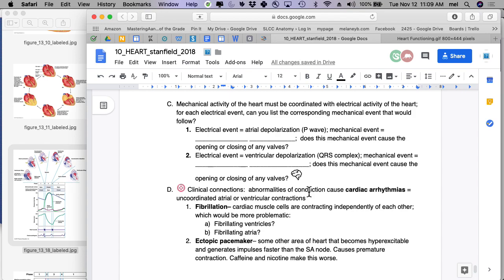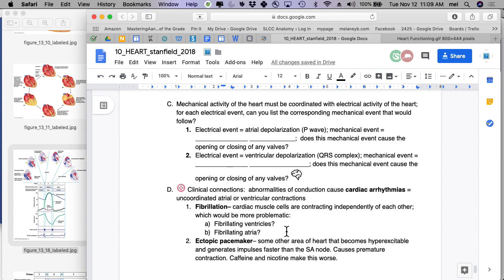So that's just general what it should be doing. But there are a couple of different kinds, tons of different kinds. We're only going to go into a couple. A fibrillation is when the atria or the ventricles kind of spaz out and lose their coordinated activity.